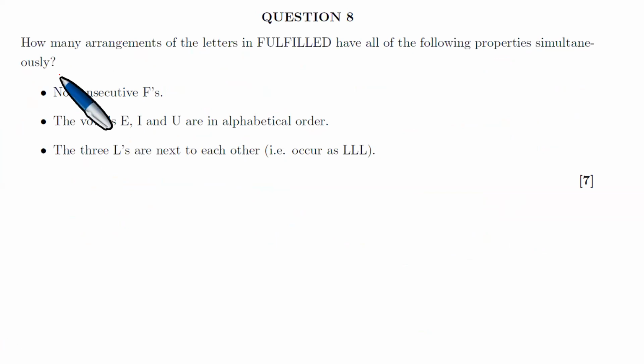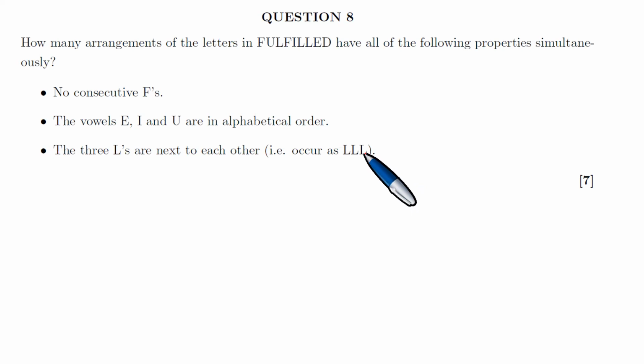Right, fulfilled. Obviously there are repetitions here. How many arrangements of the letters in fulfilled have all the following properties simultaneously? Okay, so we are looking at the properties. This is very popular in this module. No consecutive Fs. The vowels E, I, and U are in alphabetical order. The three L's are next to each other. That is, they can be grouped like this.